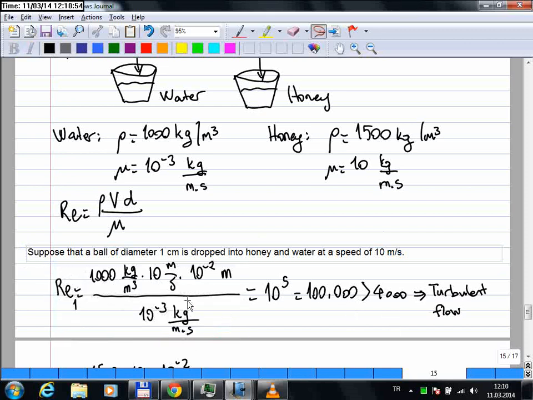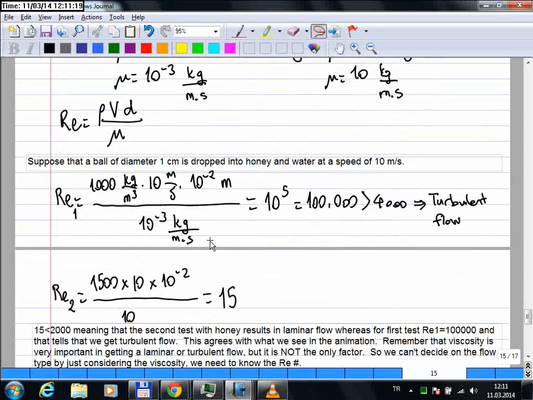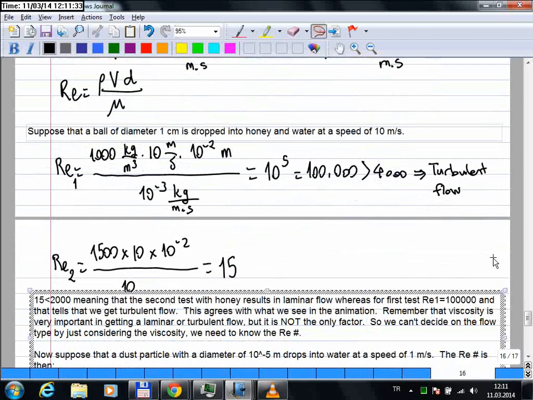For the water, if you use the water viscosity here, you get 100,000, which is a quite large number. Typically, if it's greater than the critical value, you get turbulence. If it's less than that, you have laminar. For this example, the typical value is about 4,000. So it's much greater than that, and you expect a turbulent flow. But if you use the viscosity of honey, the Reynolds number is 15. So obviously this is less than the critical value and you get laminar flow. Okay? But now let's change some of the parameters.